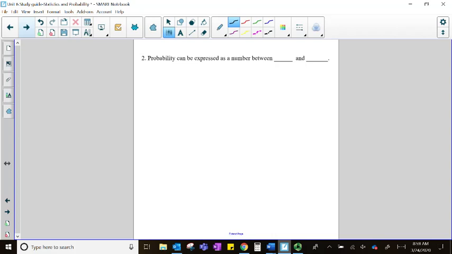Number 2 here, probability can be expressed as a number between 0 and 1. So again, when we have this probability line, it always goes from 0 to 1, which is why we use a lot of fractions and decimals. Now you can convert it to a percent, but you have to remember that it's between 0 and 1, not 0 and 100. Always between 0 and 1, with 1 being whole certain that it will happen.